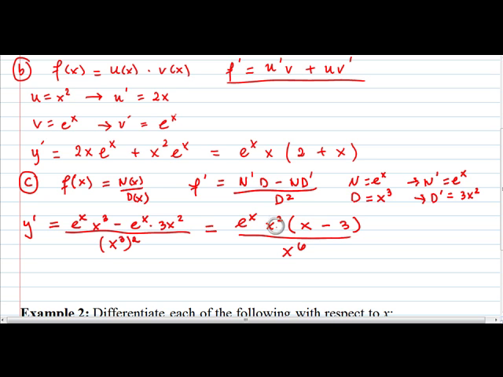I see that I can cancel x squared and x to the 6. I cancel it out. I have x to the 4 here. So I have e to the x times x minus 3 over x to the 4. That is our answer. Our answer here is simplified. Beautiful.